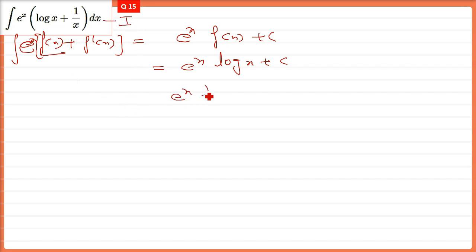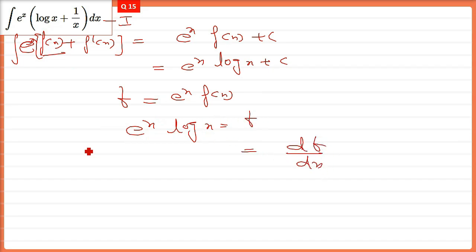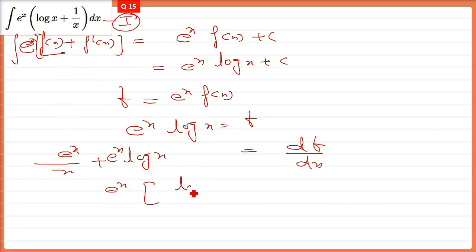So e raised x f x, what is f x here? Log x. So we'll take e raised x log x as t. So just take e raised x log x as t and differentiate both the sides now. This is dt by dx, e raised x log x, let's differentiate it. So e raised x by x, log x remains like that, e raised x. Now you can take e raised x common here. You'll get log x plus 1 by x. I'm just rearranging it so that it matches the question. So log x I'm bringing first, 1 by x I'm writing like that.